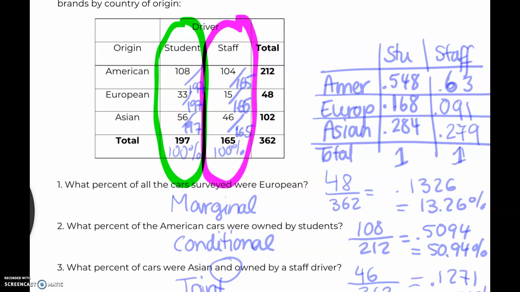54.8%. Within the student drivers, there's 16.8% European cars and 28.4% Asian cars. Those numbers add up to 1, or if we converted to percentages, that would add up to 100%. We do the same thing with the staff. We take 104 divided by 165. That gives us 0.63, or 63% American cars, 0.091 or 9.1% European cars, and 0.279 or 27.9% Asian cars. Those again add up to 100%.